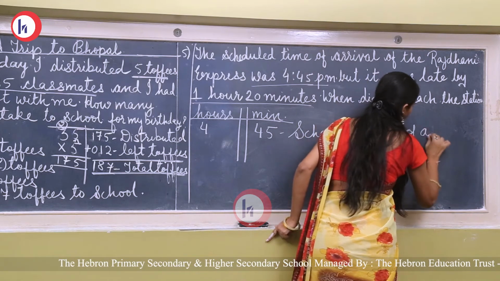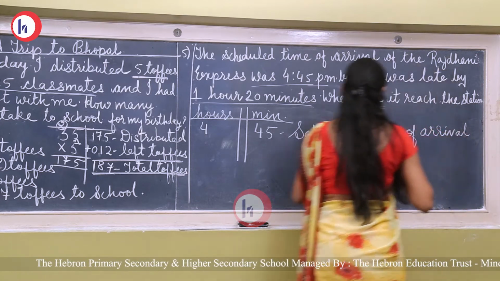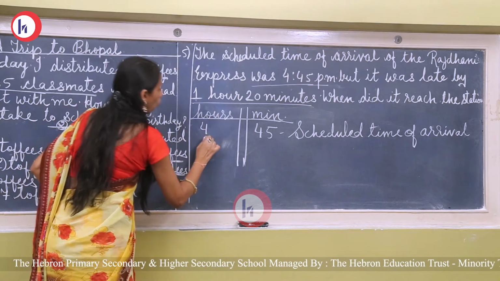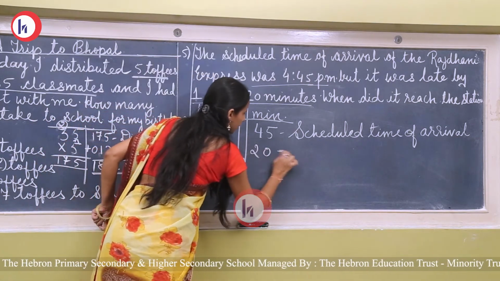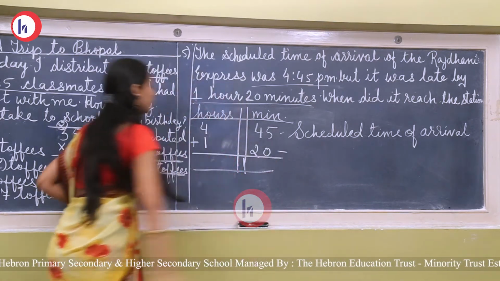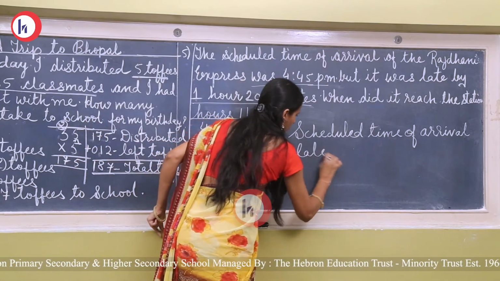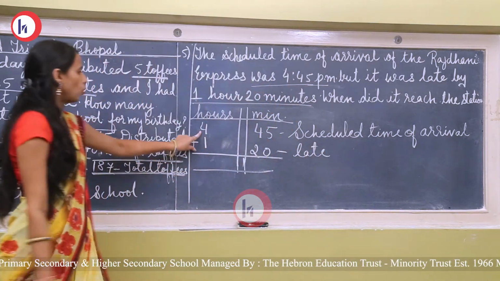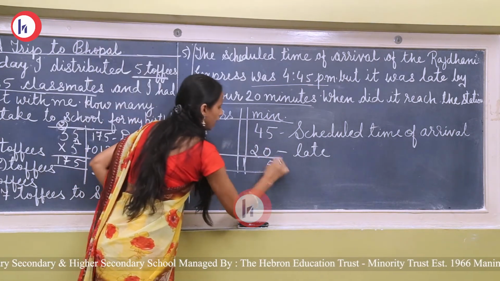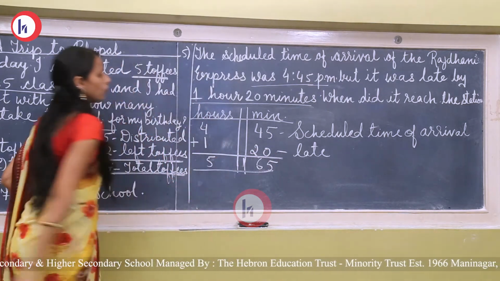Schedule time of arrival. Okay, and it was late by how many minutes and hours? 1 hour and 20 minutes. It was late. So, to find out the actual time to reach, we have to do addition. So, we'll start from minutes. 5 plus 0, 5, 4 plus 2, 6, and 4 plus 1, 5.